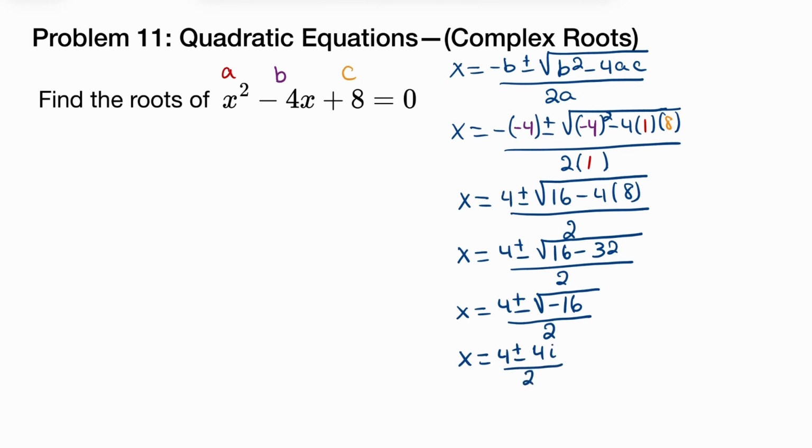Now the thing here is that we're going to divide by 2 and write the two solutions. So 2 goes into 2 once, 2 goes into 4 twice, and 2 goes into 4 twice. Writing our two solutions, x1 equals 2 plus 2i, x2 equals 2 minus 2i.